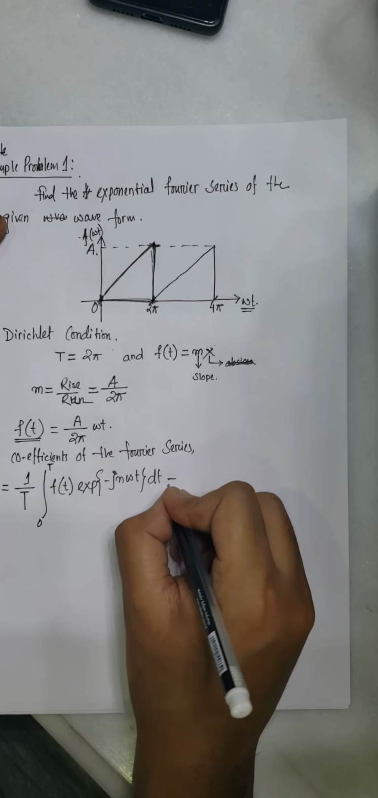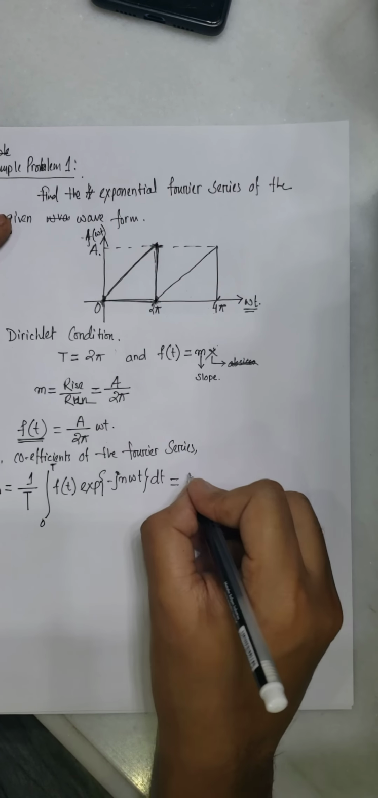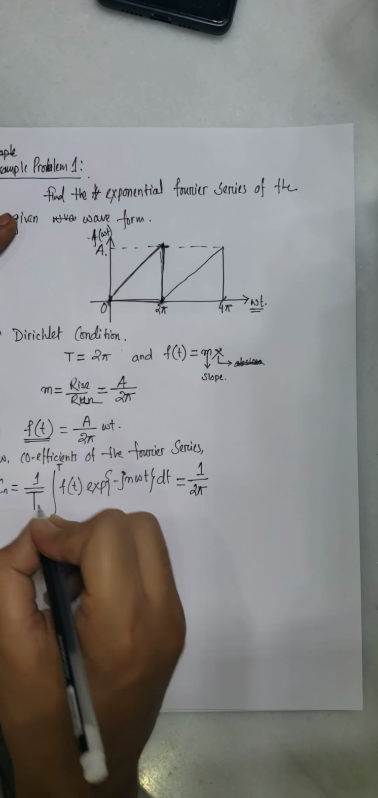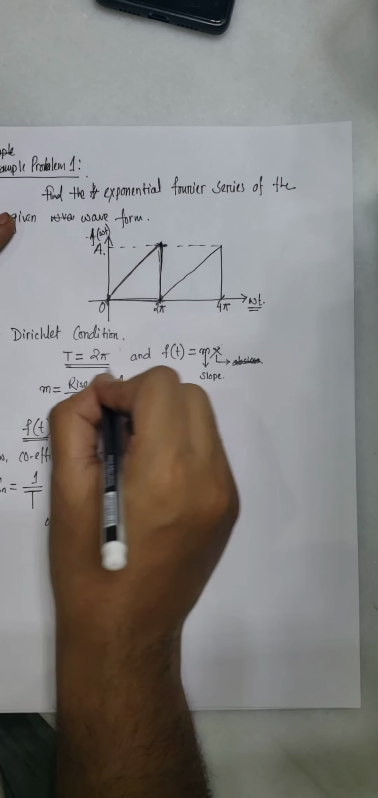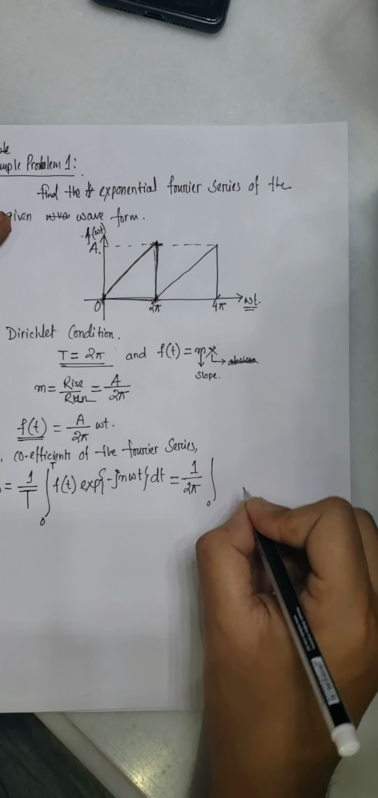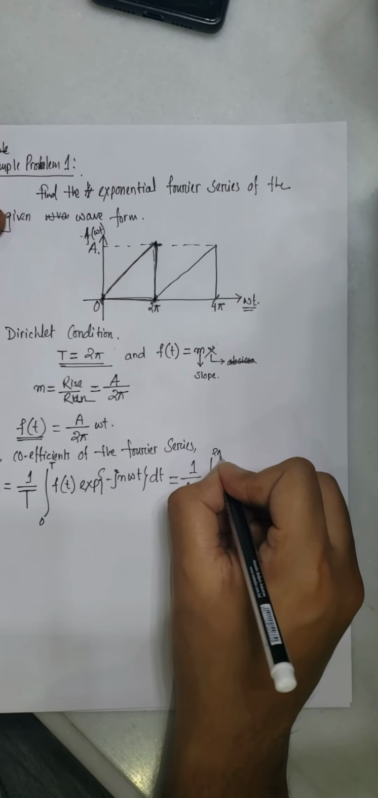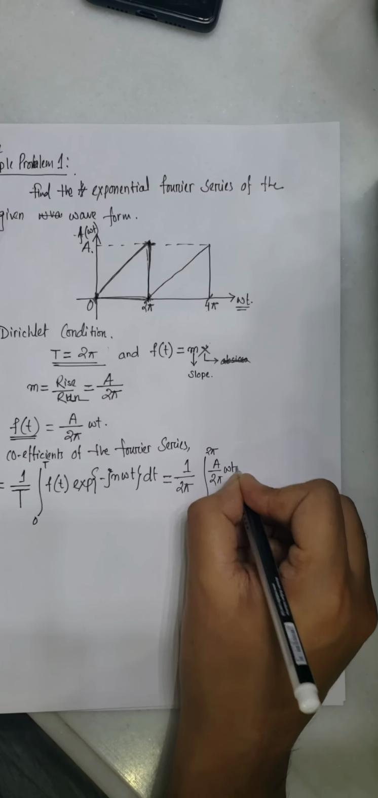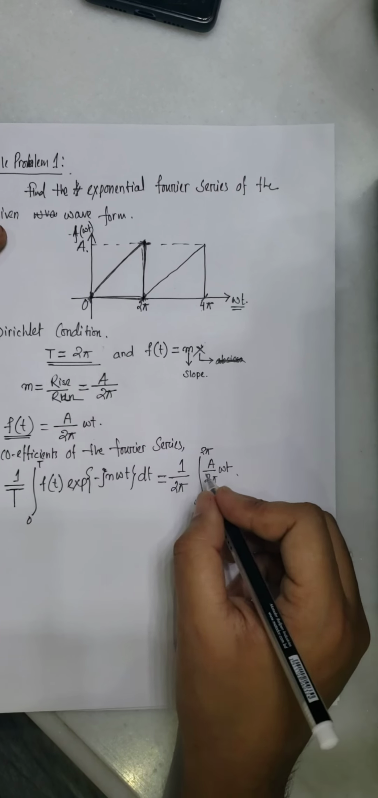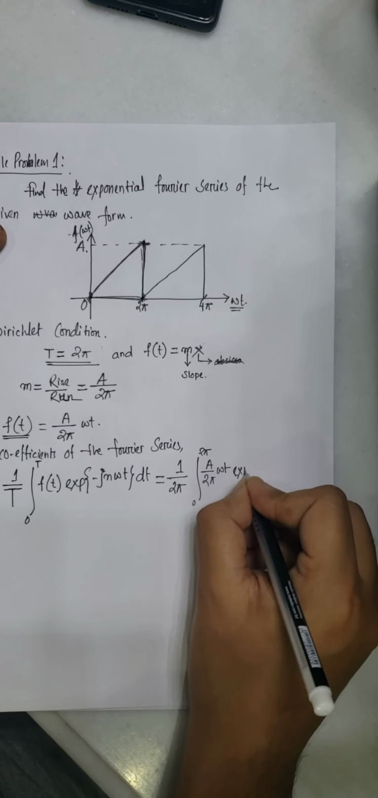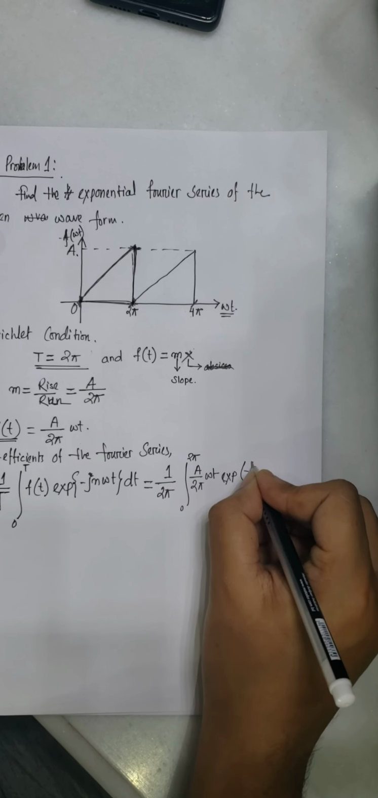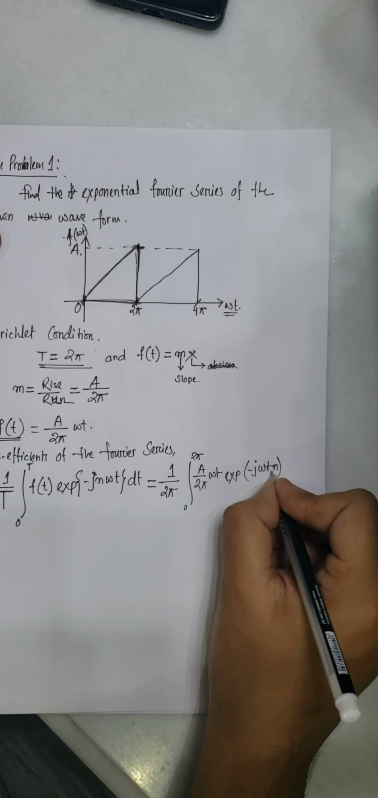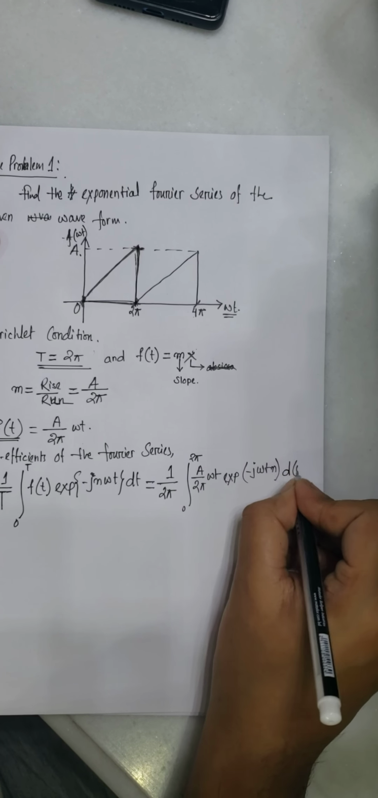This can be further replaced by 2 pi. I mean, the time period can be replaced by 2 pi as we have shown over here. So the integral limit also changes to 2 pi, A over 2 pi omega t, which is our given function, times e to the power minus jn omega t d of omega t.